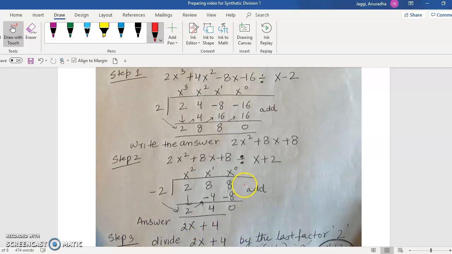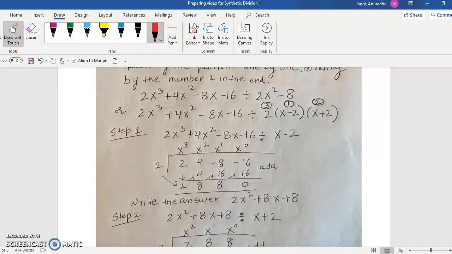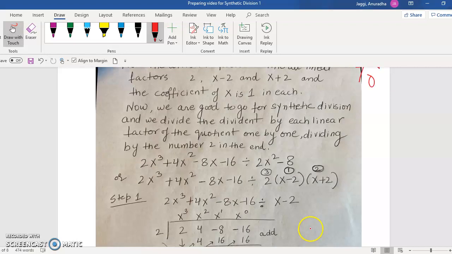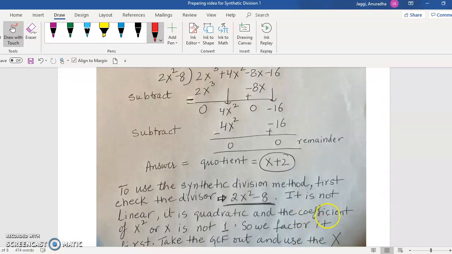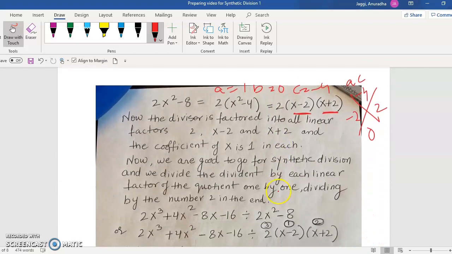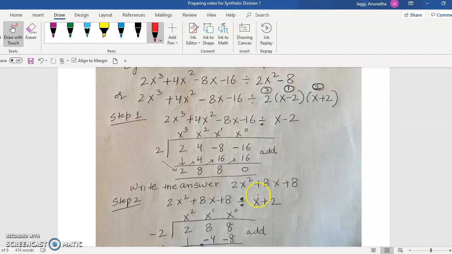So this way you have to do 3 steps in order to get to your final answer, which is the same answer. The long division also gave you x plus 2 as the answer, and the synthetic division is giving you the same. So you have to break your divisor. If the divisor is not linear, break it into linear factors, and then you pick and choose which one you want. If it is just a number, just divide it. Don't use synthetic division, just divide every coefficient by that number.